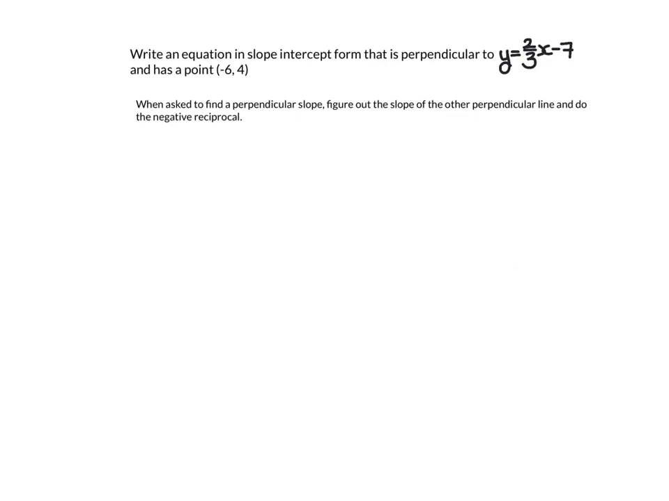So the question we're going to be doing today is: write an equation in slope-intercept form that is perpendicular to y equals 2 over 3x minus 7 and has the point negative 6, 4.